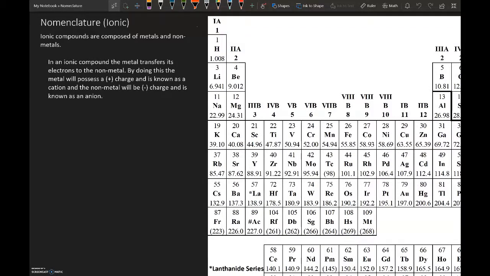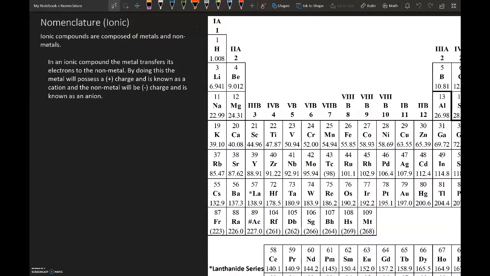Now in these compounds, the metal is going to be transferring its electron to the non-metal. When it does this, the metal itself is going to become a positive charge, and we call that a cation. And the non-metal will possess a negative charge because it's accepting the electron, and electrons are negatively charged. It is going to be known as an anion.